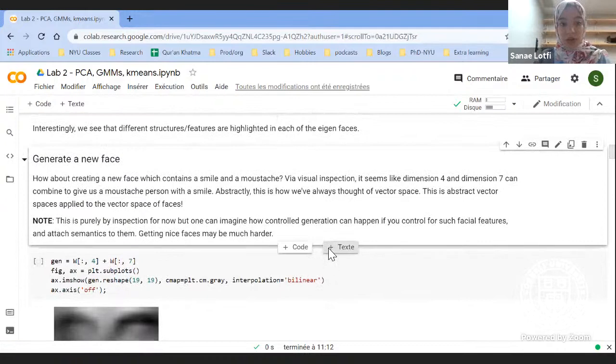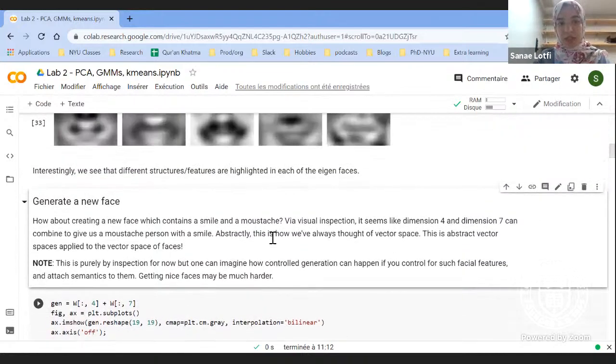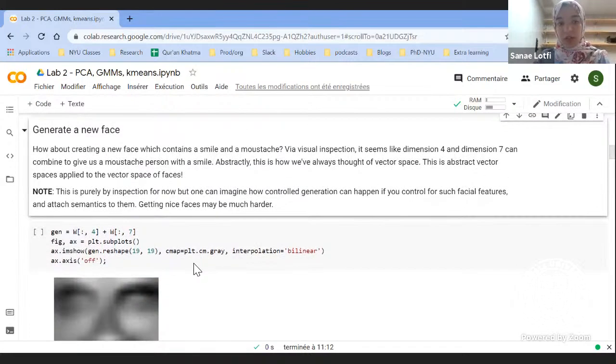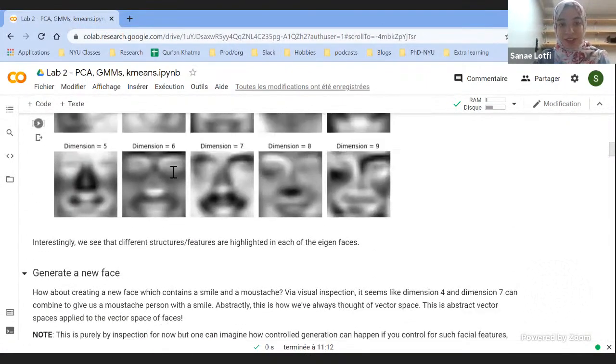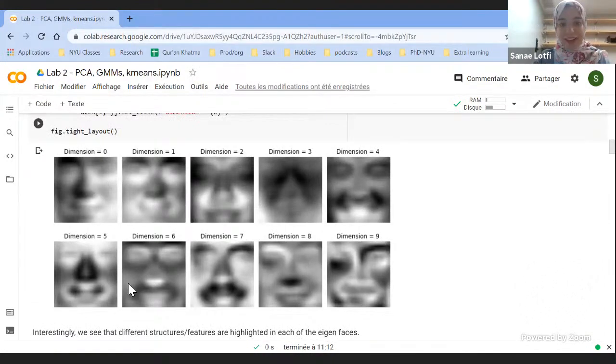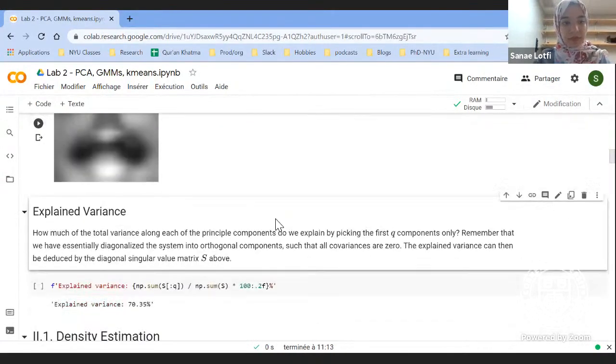So here we try to generate a new face, and this is purely by inspection for now. But one can imagine how controlled generation can happen if you control for such facial features, which means that if you go back to these dimensions and you try to control for each feature you want to have, you can reconstruct things exactly the way you want. So here you can see that we chose 4 and 7 because those are the things that we care about reproducing in this new face.